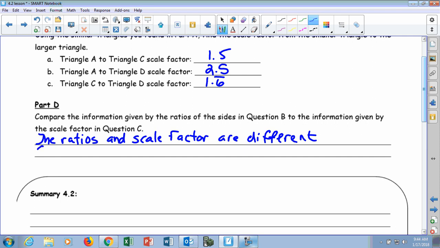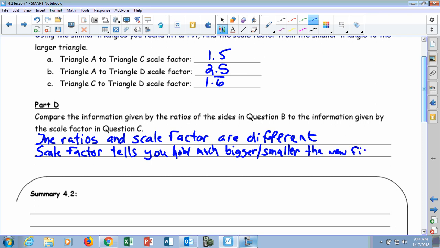And then again, remember, the scale factor tells you what? What does a scale factor tell us about the two figures? What does a scale factor tell us about the two figures, Anthony? Bigger the figure is. Yeah. How much bigger or smaller the new figure is compared to the original, right? So it tells you how much bigger or smaller the new figure is. Whether you're going from a little triangle to a big triangle, or so on, right?